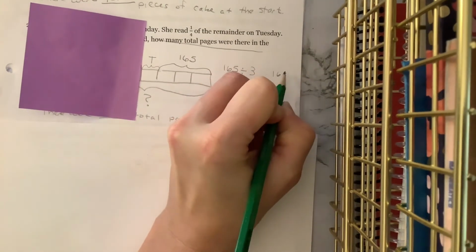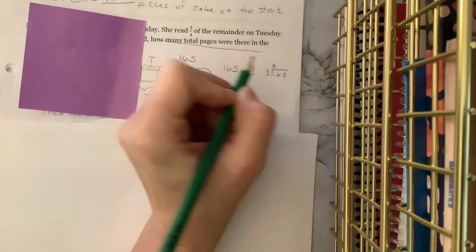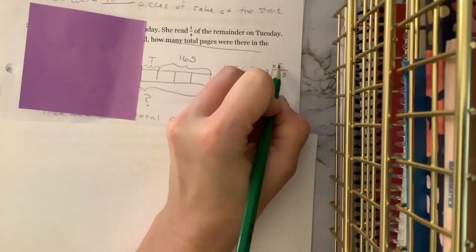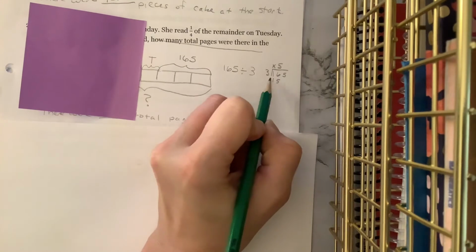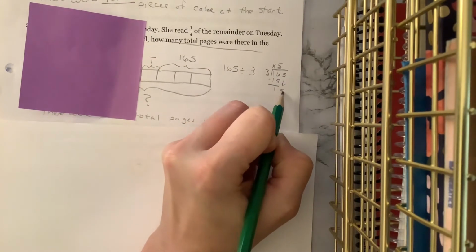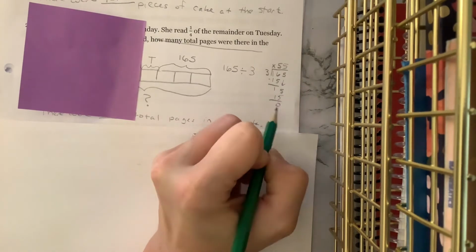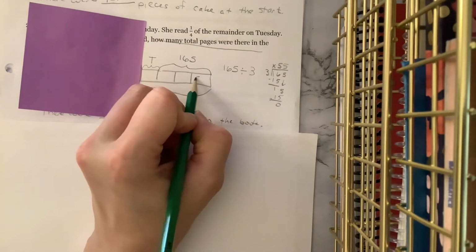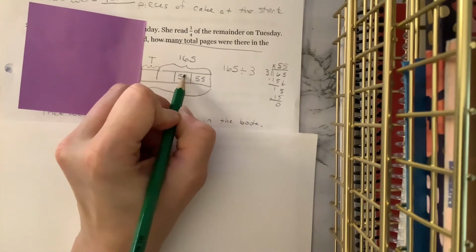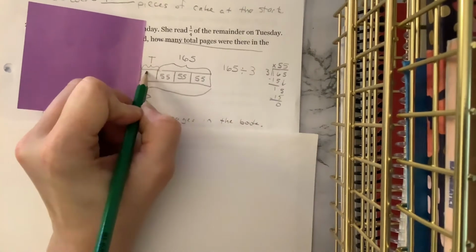I'm going to do a little bit of work over to the side. So it doesn't go into 1. It goes into 16 5 times. With a remainder of 1, we bring down the 5. Goes into 15 5 times with no remainder. So what does that mean? Yeah, it means that each of these boxes is equal to 55. So now for our next step, I do think we're going to have to do multiplication here.